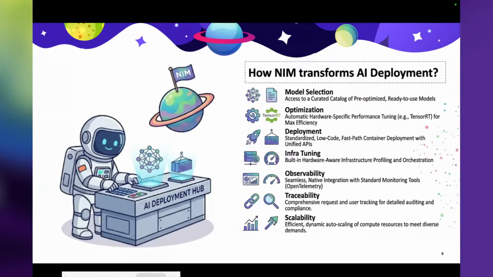You get native observability with OpenTelemetry right away. You get detailed traceability to audit exactly what's happening with every single request. And when the traffic spikes, it dynamically scales your compute. It takes the entire AI cycle and turns it into a predictable and manageable system. So that is how NIM transforms our day-to-day workflow.